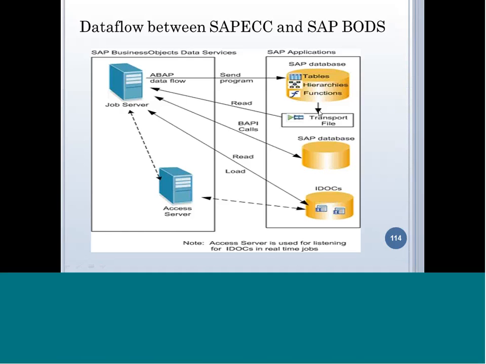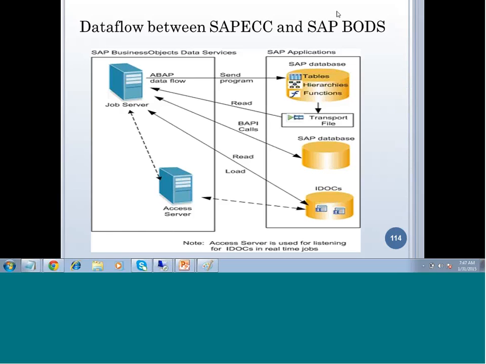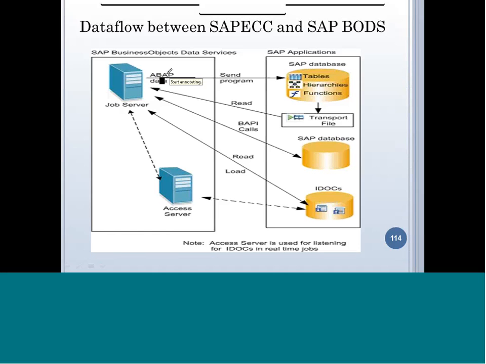Once that is completed, the ABAP data flow will again read the data from that transport file, and with this particular cycle, the ABAP data flow sends a response or receives a response. When I say cycle, sending a response is one thing, and after that, the SAP database will generate a file. Again, the file will be read by the ABAP data flow. So this circular process is completed.